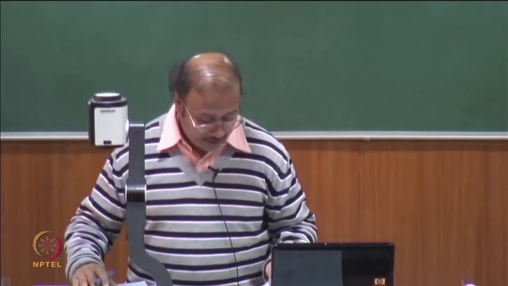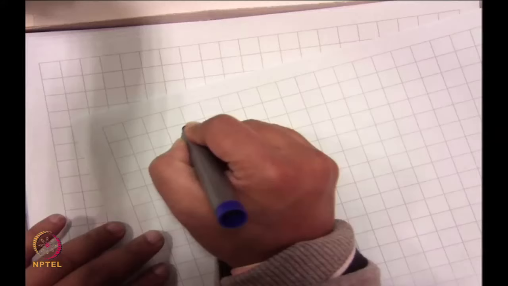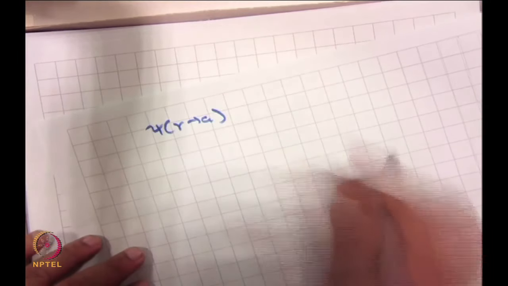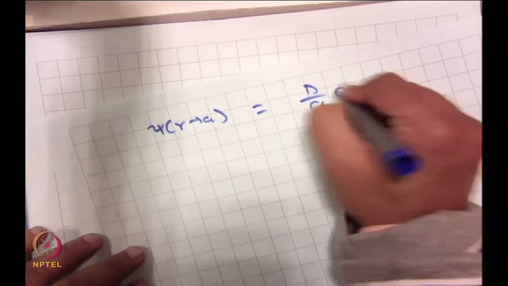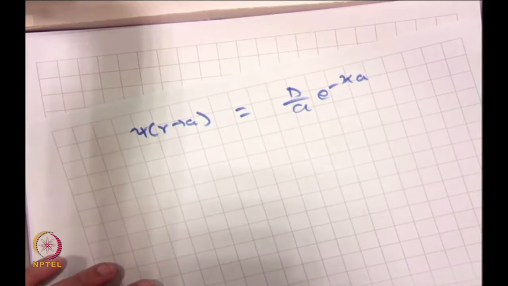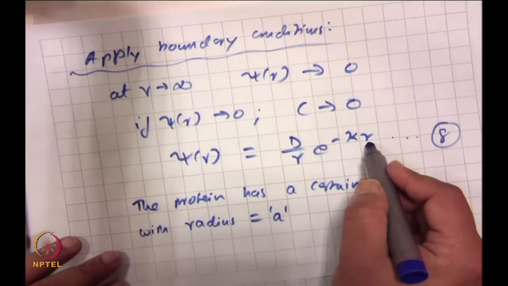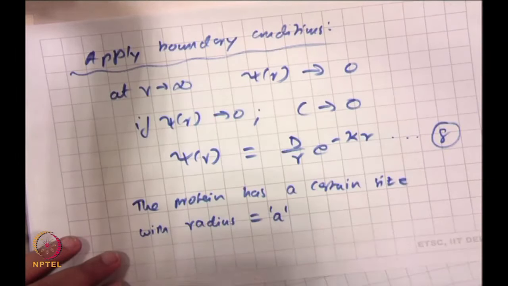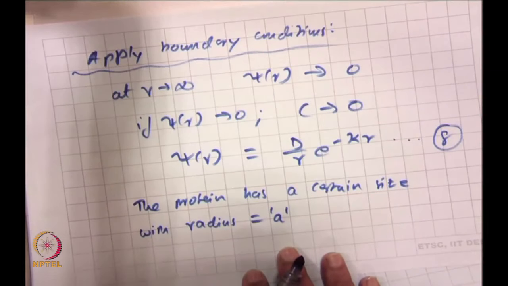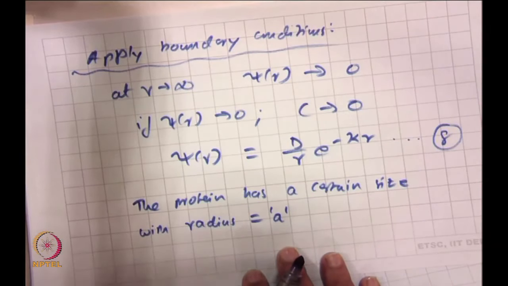So if this radius is equal to a, then at r tends to a, I have psi equal to d by a e to the minus kappa a. I just took it from equation number 8. I just put in r tends to a, that is it. I do not want to put r tends to 0. Why? Because I do not want to consider it as a point charge. I am considering it as a spherical particle which is having a certain radius a. It might be 10 angstroms, 20 angstroms, or 1 nanometer, 2 nanometer, whatever.